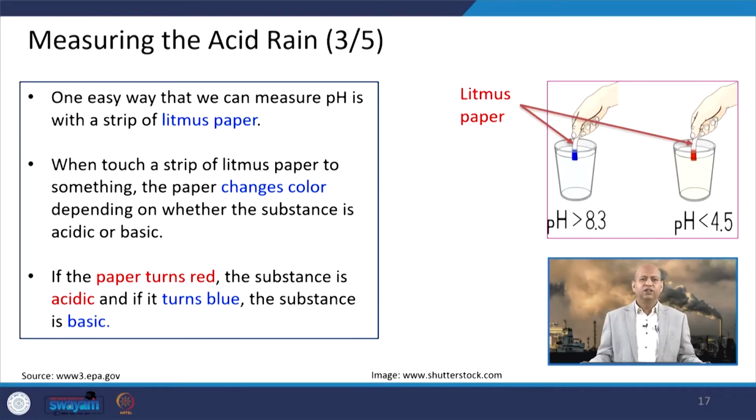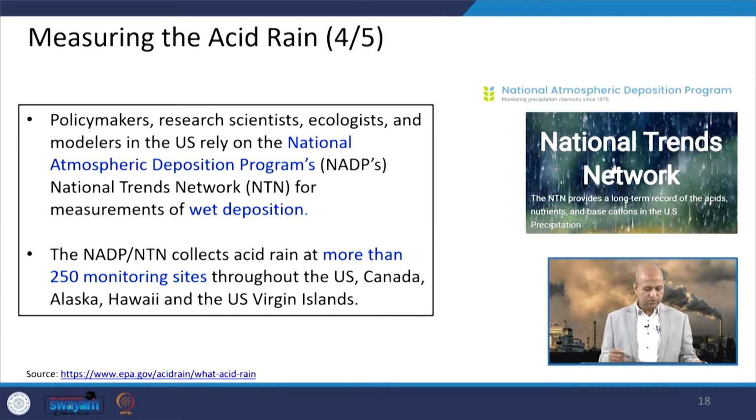Well, a very easy way to look at whether the pH is lower than 7 or higher than 7 is the litmus test. Litmus is a basic thing which you might have seen in the chemistry lab. Okay? When the paper turns red, the substance is acidic, because it changes the color, and when it turns blue, then the substance is basic. If the pH is less than 4, then it turns red, and when the pH is more than 8.3, then it turns blue. Those kinds of things are there.